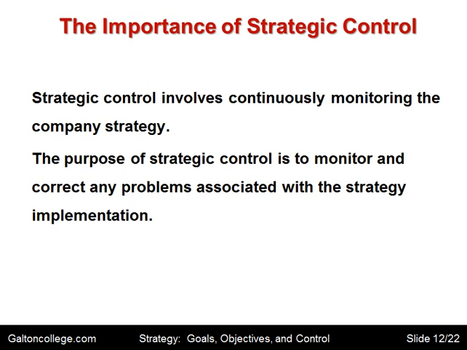Now, strategy involves continuous monitoring, and it needs continuous effort in ensuring that it is being implemented as originally thought out. The purpose of strategic control is to monitor and correct any problems associated with the strategy implementation. Once the strategic vision has been worked out, it's important that the business moves towards that vision, from where it is now to where it wants to be in the future, in perhaps 3 or 10 years' time. But in order to do that, it needs monitoring, because the strategy can move off the line. It can deviate. So it's important to be held in a straight line, if you like, from A to B.